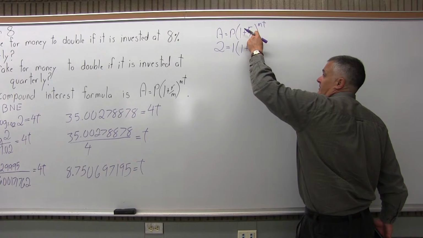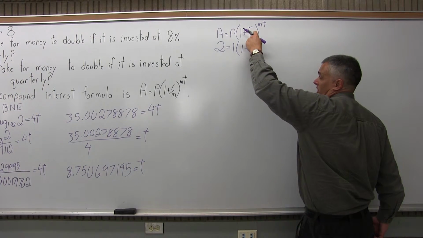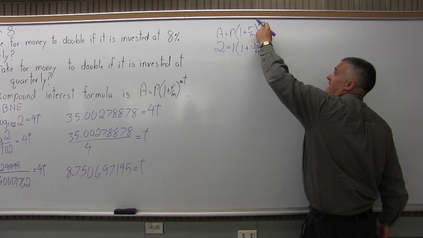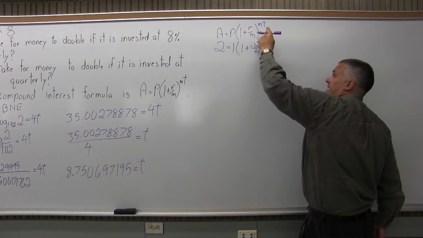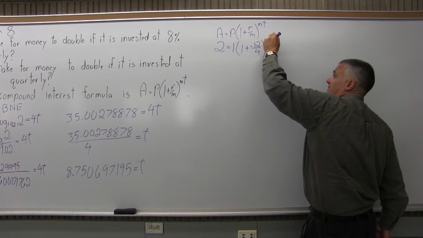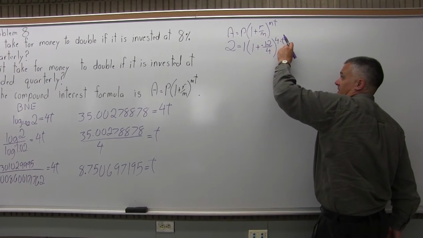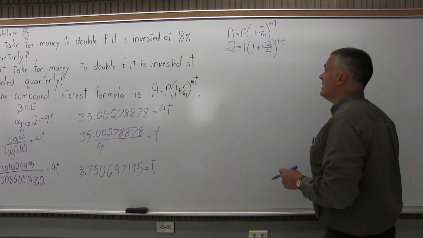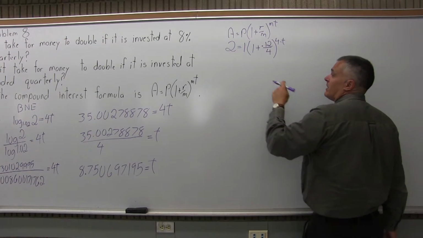And the compounding for the second part of the question is still quarterly. So M, number of times compounded per year, is still going to be 4. The exponent outside the parentheses, M times T, will be 4 times T. 4 for the M, the type of compounding. And T, the year, is unknown. That's what we're trying to solve for. So now let me clean that up a little bit.